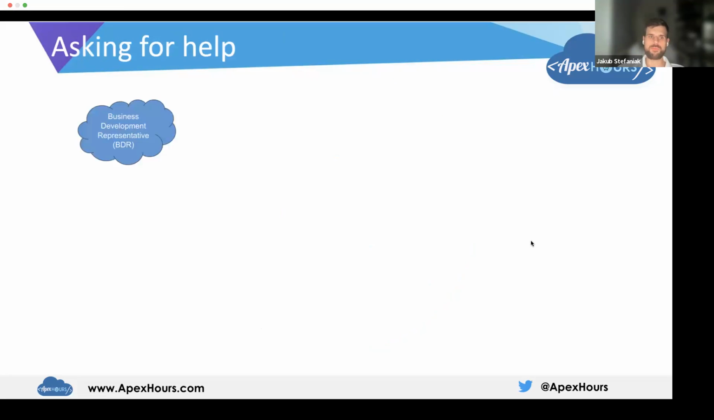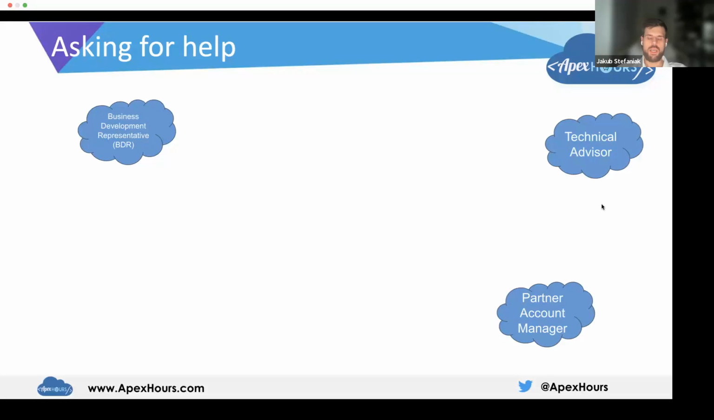And then it's good to learn who you can ask for help. Salesforce team, the business development representatives, you are going to speak with them during onboarding. They have many awesome technical advisors who can speak with you about how to scale your application. And there are partner account managers who are experts in go-to-market. The challenge? Salesforce resources are available mostly to partners who are big and successful.